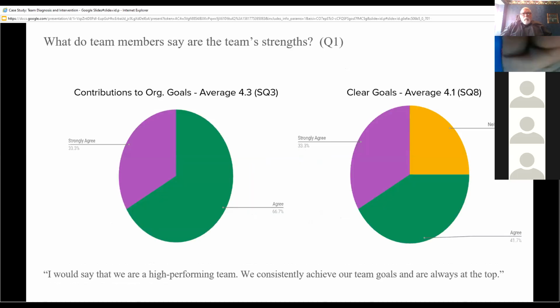All right, so what do team members say are the team strengths? Well, as we stated with the qualitative data, someone believes that they are a high-performing team. We consistently achieve our team goals and are always on top. They understand their roles. The goals are clear, and individuals understand how the team contributes to the organization's goals.